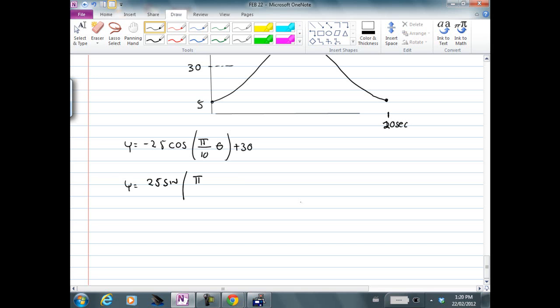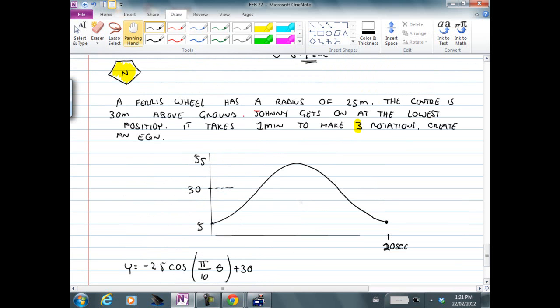See, your error lies here. The concept of period is for 1 rotation. This is 1 minute for 3 rotations. That's not the period. Period means 1 rotation, so 1 rotation is only 20 seconds. Or if you're working in minutes, it should be 1 over 3 minutes. I didn't care what form you work it in as long as you have the b value.